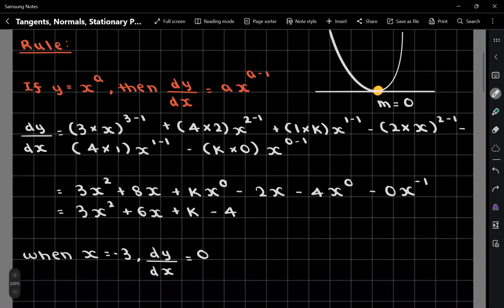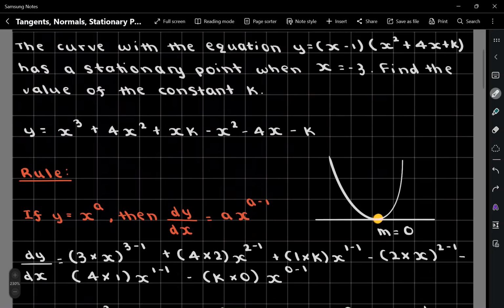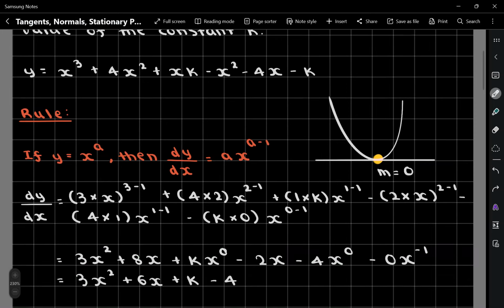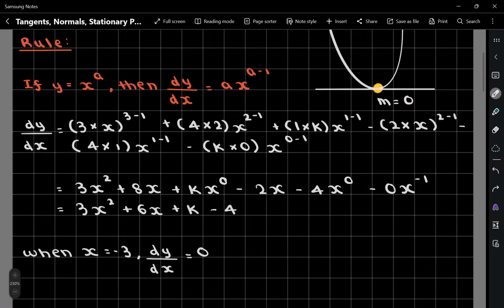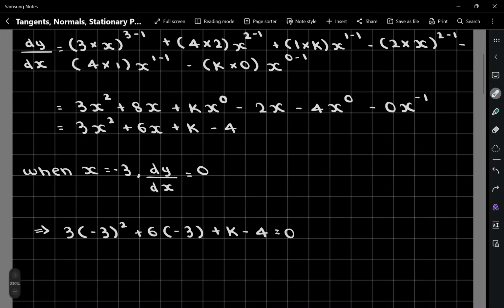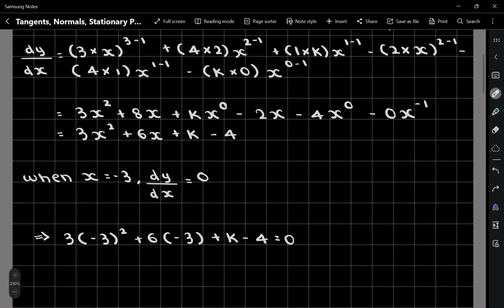So going back to the question, it states that there is a stationary point when x is equal to minus 3. So that means that when x is equal to minus 3, the first derivative or the gradient function must be equal to 0. So we're just going to take our first derivative, and wherever we see x, we're going to substitute minus 3, and we're going to equal the gradient function or the first derivative to 0.